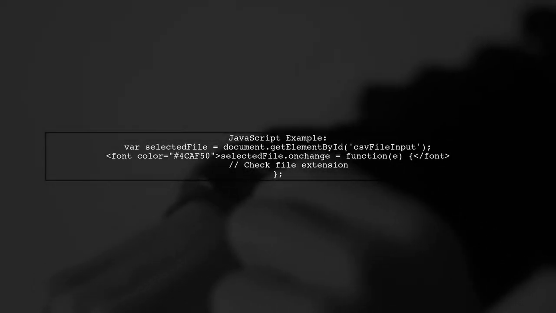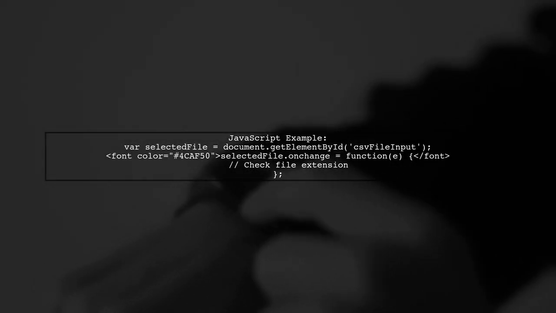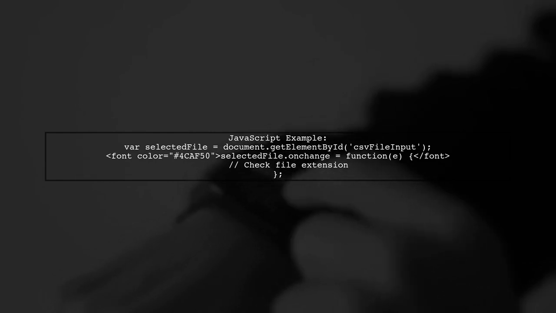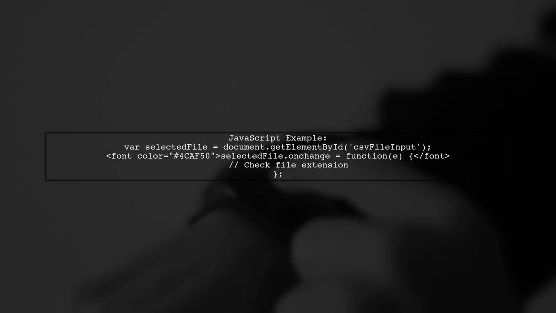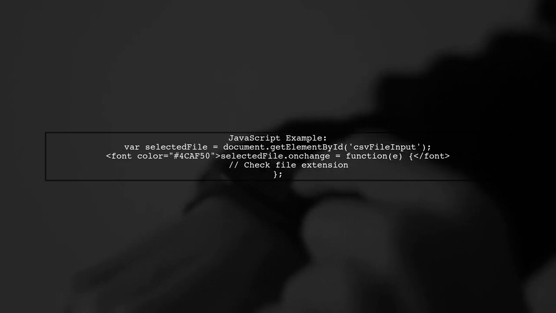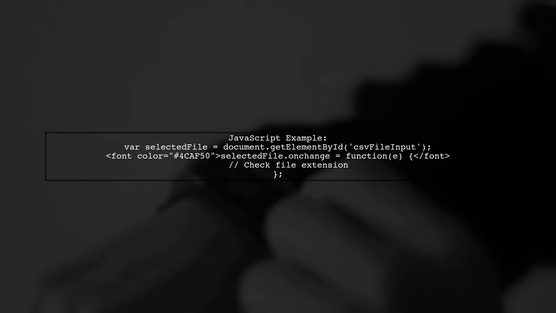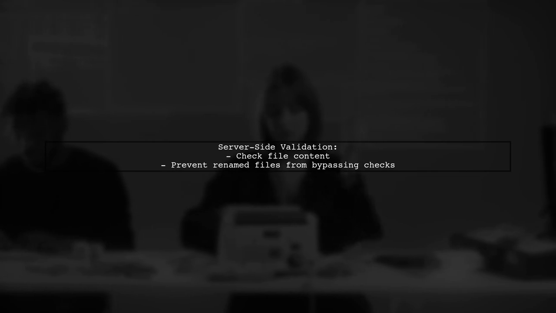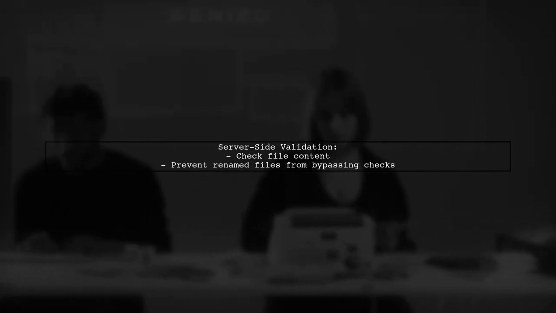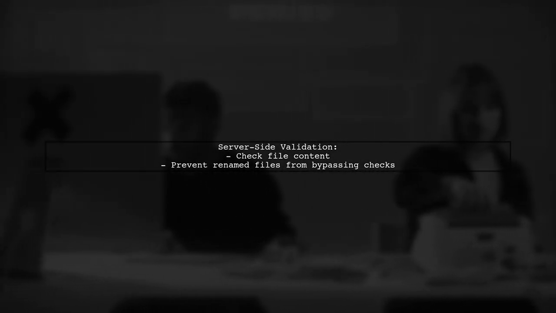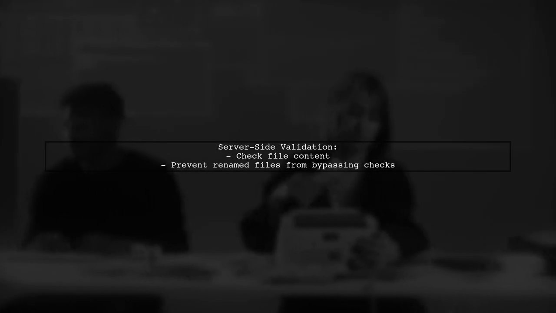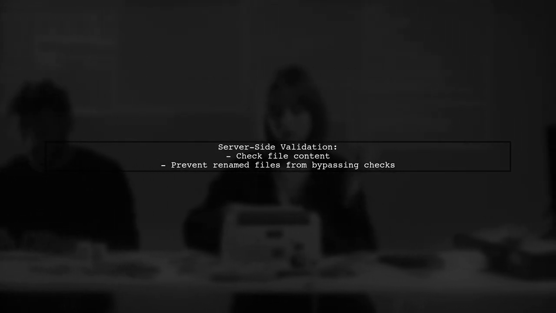Here's a simple JavaScript example. When a file is selected, it checks the extension. If it's not CSV or TXT, it notifies the user and clears the input. Additionally, server-side validation is crucial. Users can rename files, so always check the file content on the server to ensure it meets your criteria.